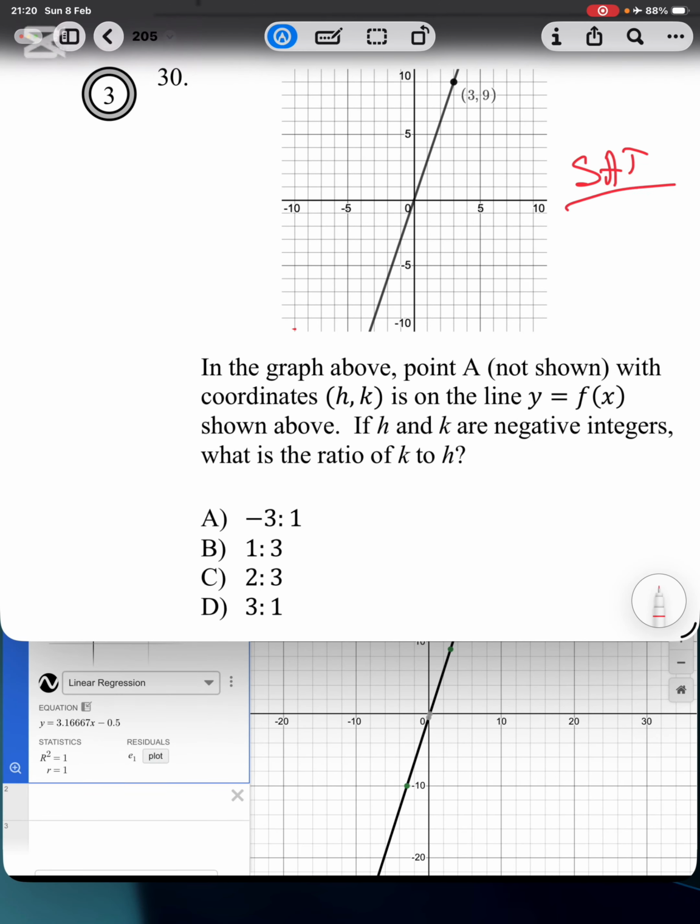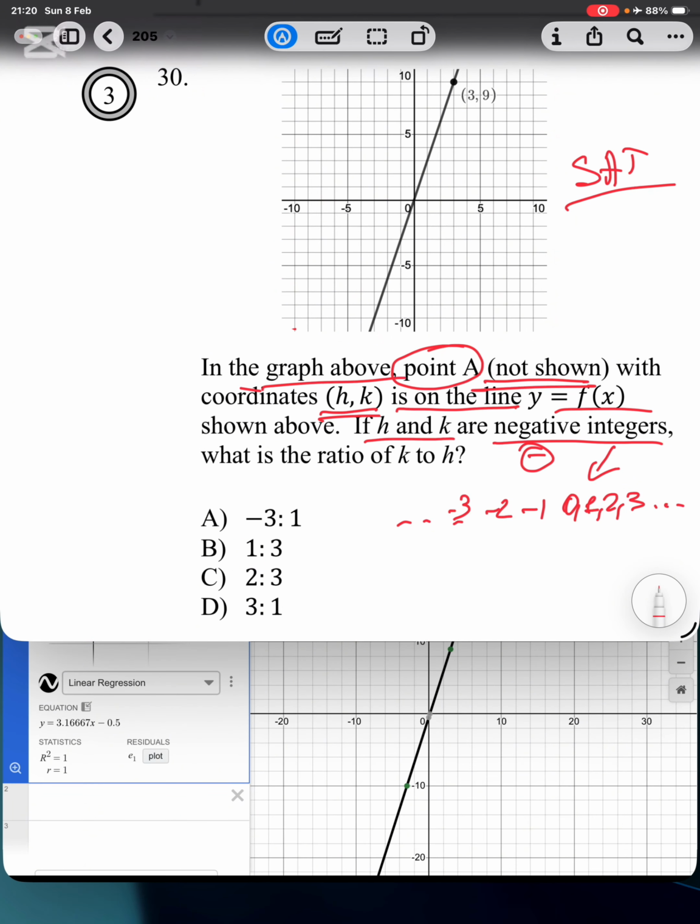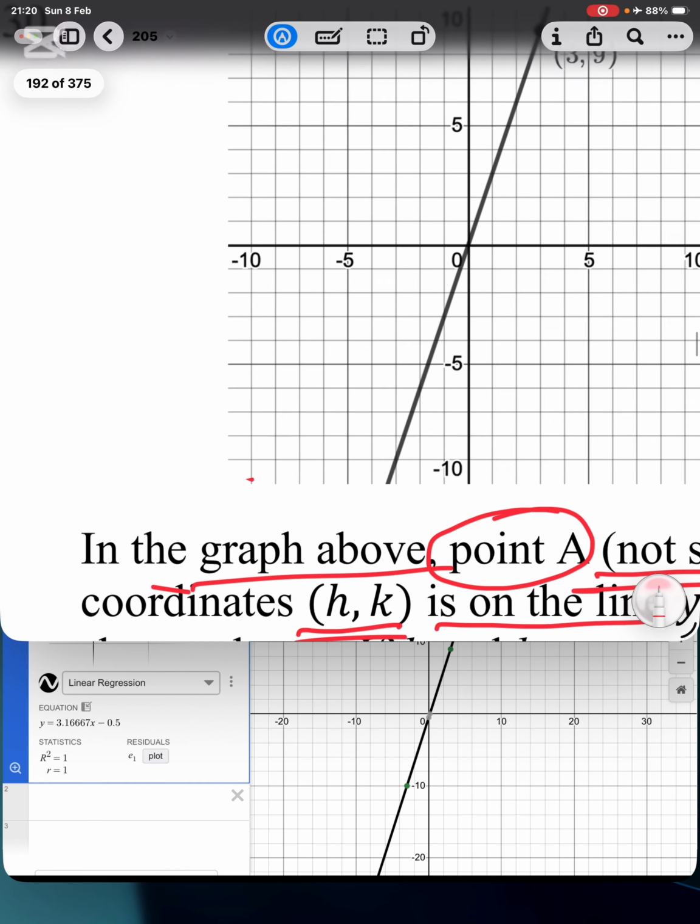In this SAT question, we are given a graph and a point which is not shown, with the coordinates h and k. It says it's on the line of this f(x), so h and k are negative integers. Let me tell you one thing: the integers are going to be 0, 1, 2, 3, and so on, and minus 1, minus 2, minus 3, and so on. But negative means you have to take only the minus expressions. So from this graph, you have to simply find the negative expressions.